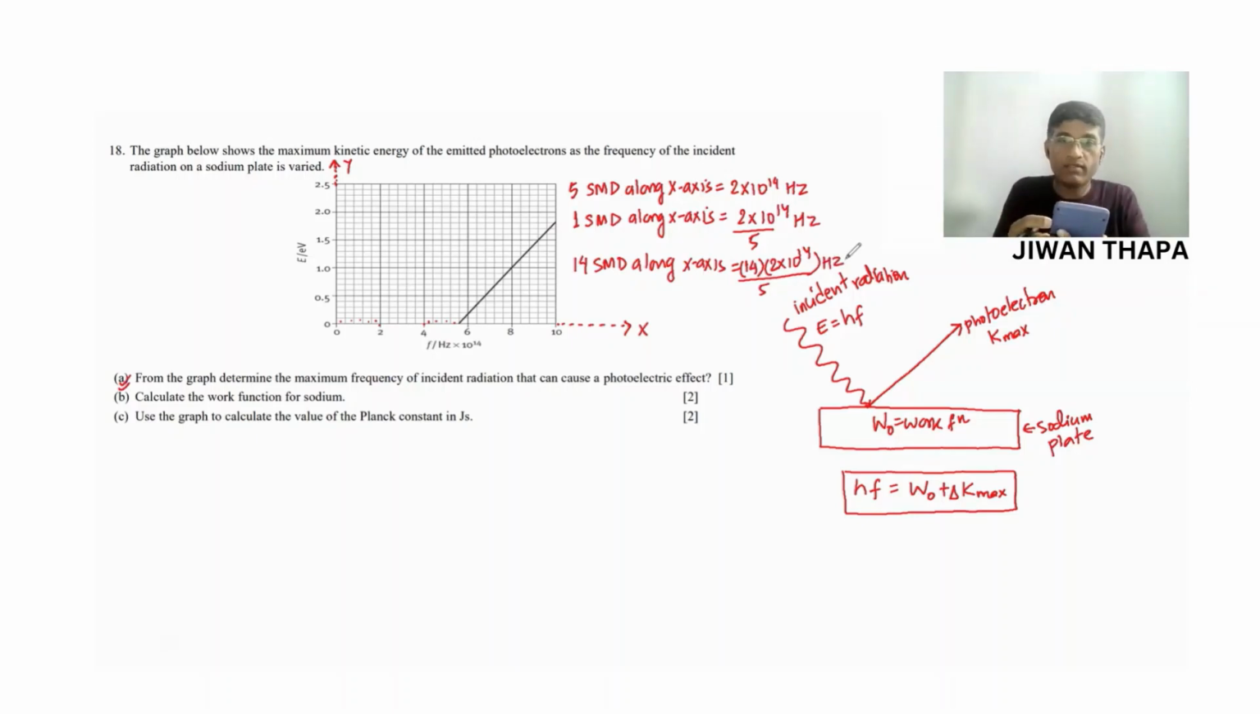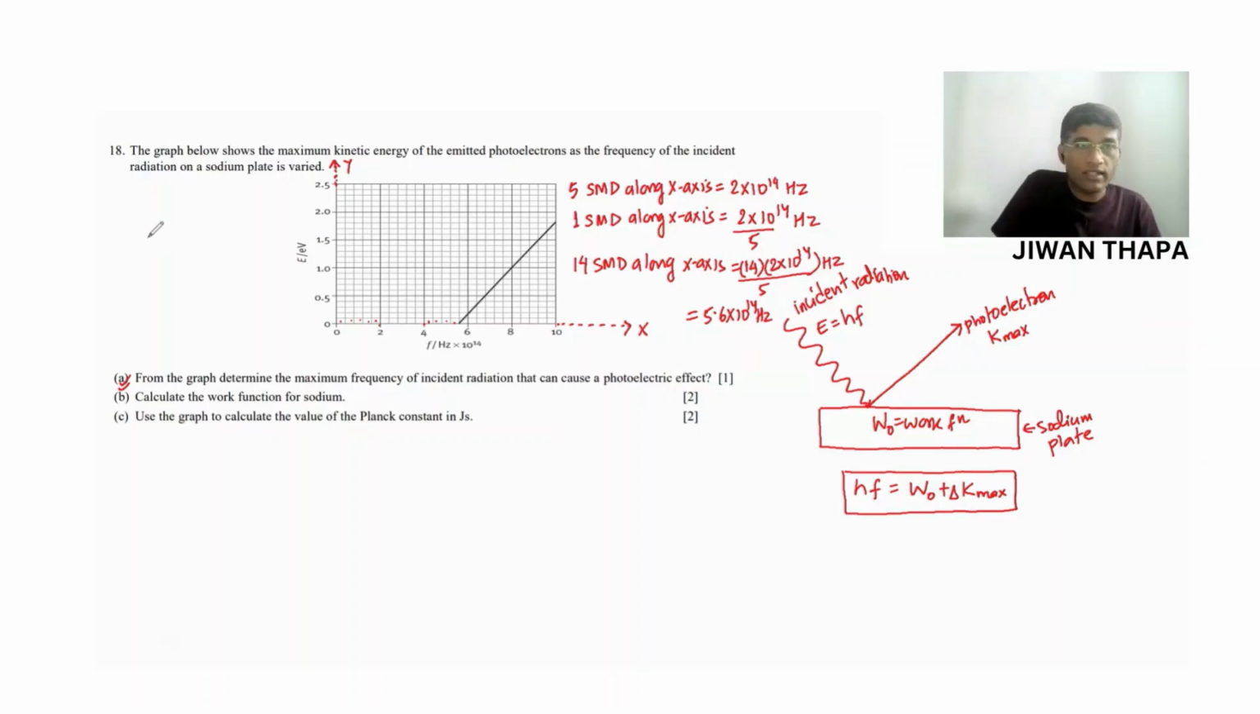Now let's find it. So we get this, okay. So this equals 5.6 into 10 to the power 14 Hz. So therefore, the minimum frequency, okay, actually it will be the minimum frequency of the incident radiation that can cause the photoelectric effect is called threshold frequency.